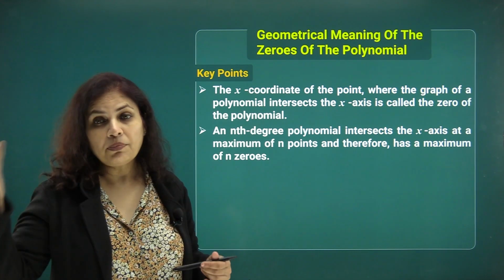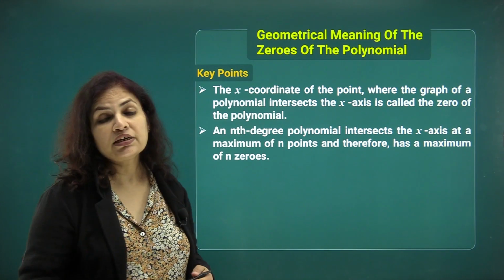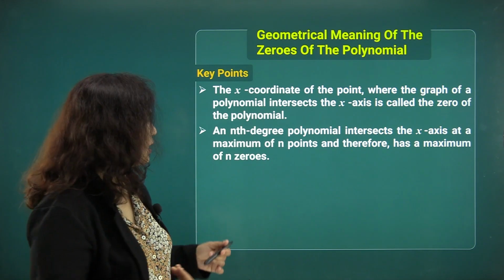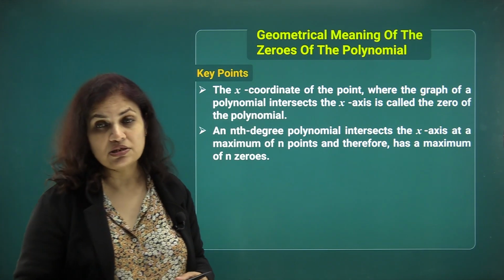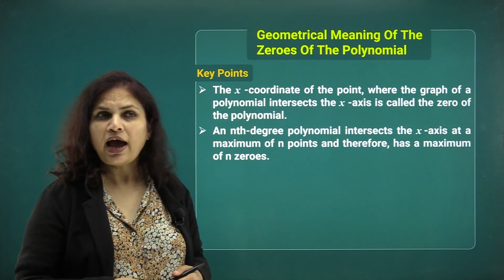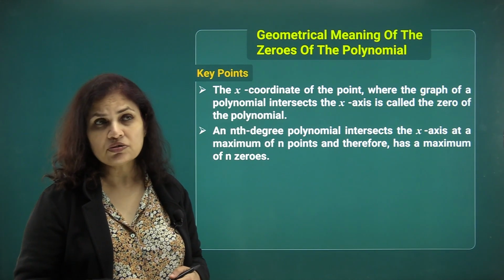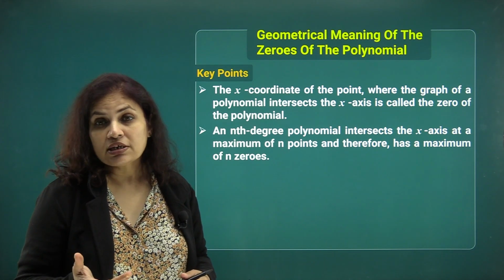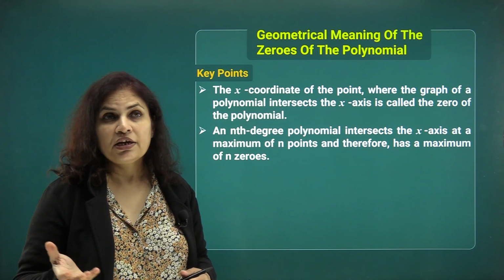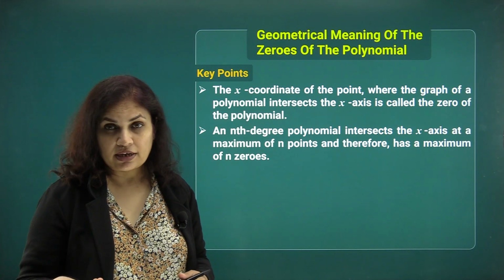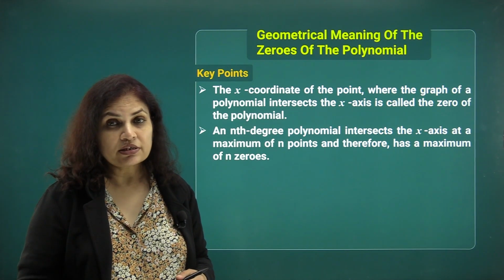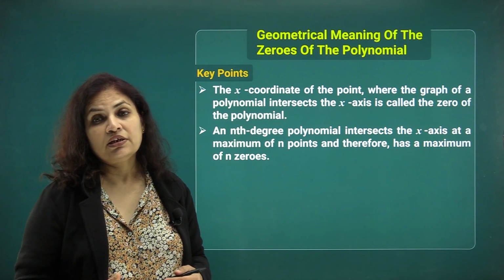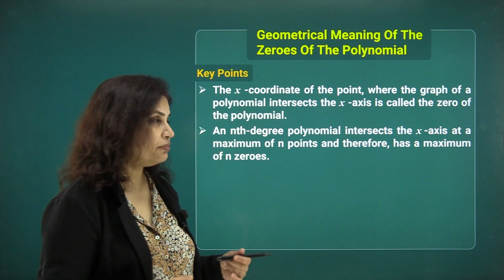So, if I talk about the nth degree, the nth degree polynomial will intersect the graph at n different points, and it will have n zeros, a maximum of n zeros. I will not say exactly n zeros, because a line may not intersect the x axis at all. It may be a line parallel to x axis. So, that can be a case. So, the maximum number of zeros is determined by the degree. It is not exact, but the maximum number.